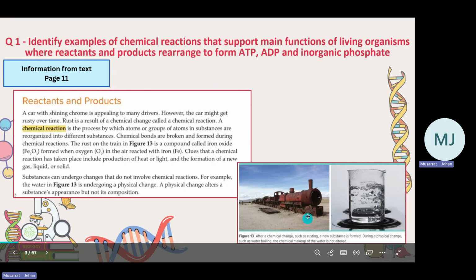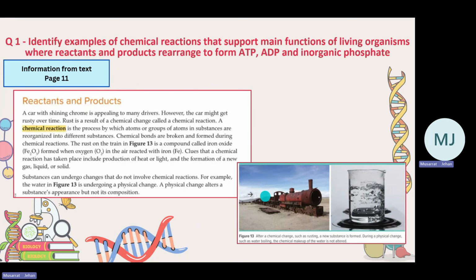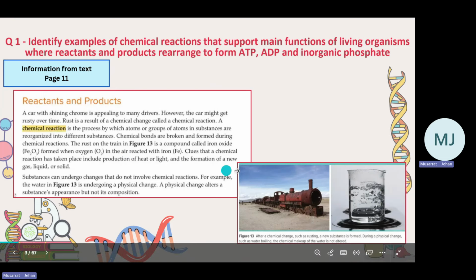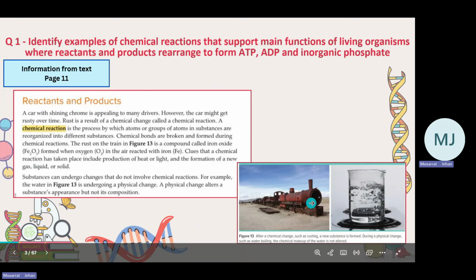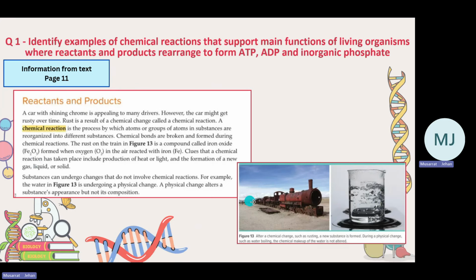A new substance, rust, is being formed here. What's happening is that iron is reacting with the oxygen in the air and forming iron oxide. This iron oxide is what is called rust. And how do we know that a chemical reaction is taking place? There are some indications, some clues of a chemical reaction.